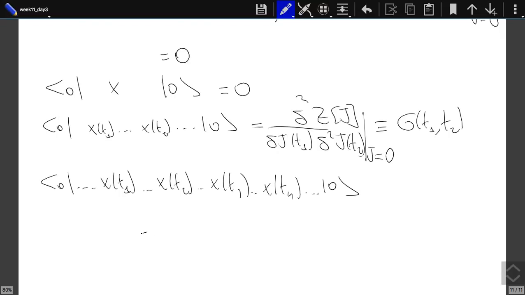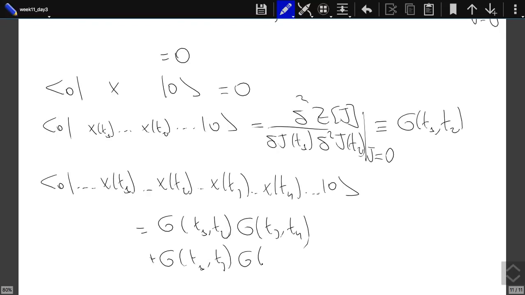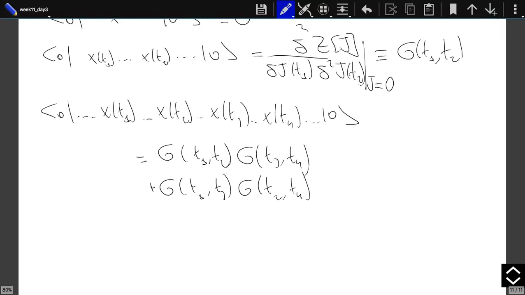So this will be equal to g of t1, t2, g of t3, t4, plus g of t1, t3, g of t2, t4, plus g of t1, t4, g of t2, t3.